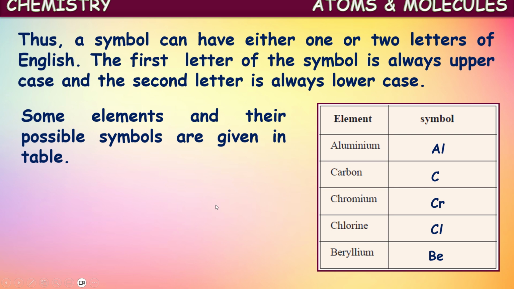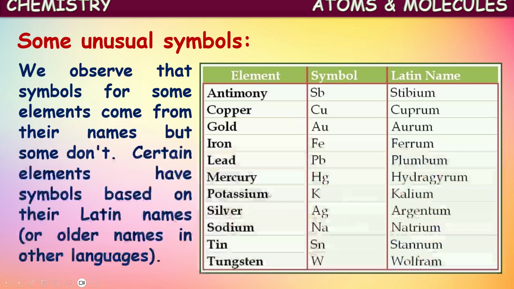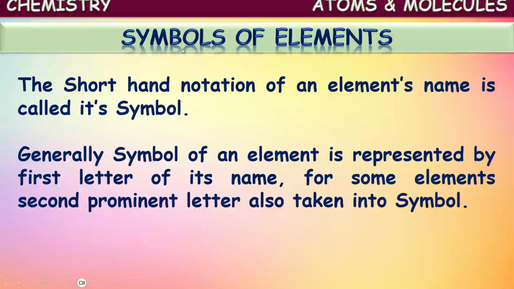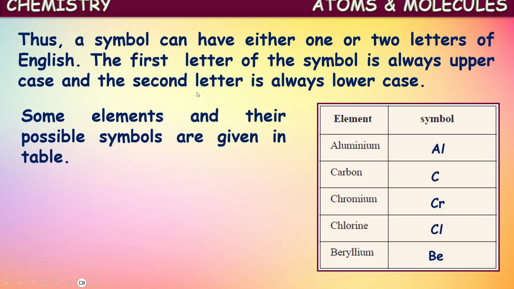Now you come to chromium. Here, already C is given to carbon. Then again, if you give C to chromium, it will cause confusion. That is why, along with the C, we give importance to one more prominent letter from the name chromium. That is R: Cr.